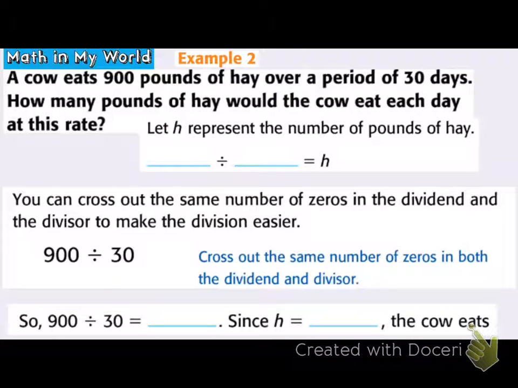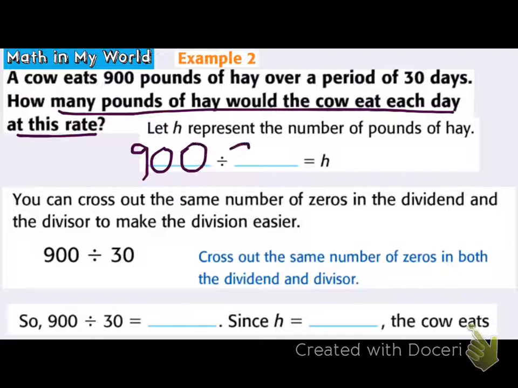How many pounds of hay would the cow eat each day at this rate? Well, there's my question mark. Got to underline that. How many pounds of hay would they eat each day? Well, I have 900 divided into 30 equal groups. And I'll get my quotient, H. I'll get the answer. Well, I get to cross off some of these.